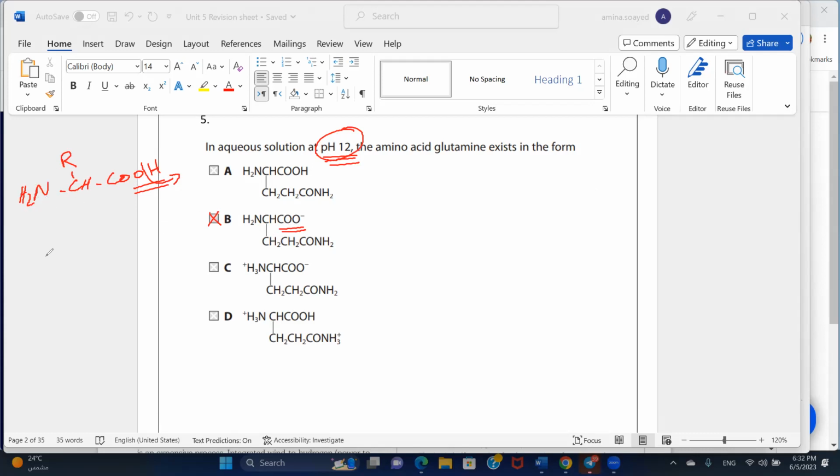But in acidic medium, in the presence of an acid, the nitrogen, which has the lone pair of electrons, will gain this proton, and we get the H3N positive, and then we have the CHRCOOH. In acidic medium, the amine group is the one to be reacting. In case of an alkaline medium, it's the carboxylic acid that's going to react.